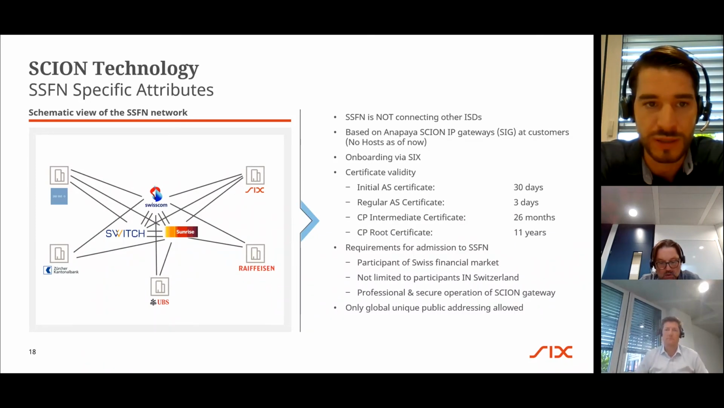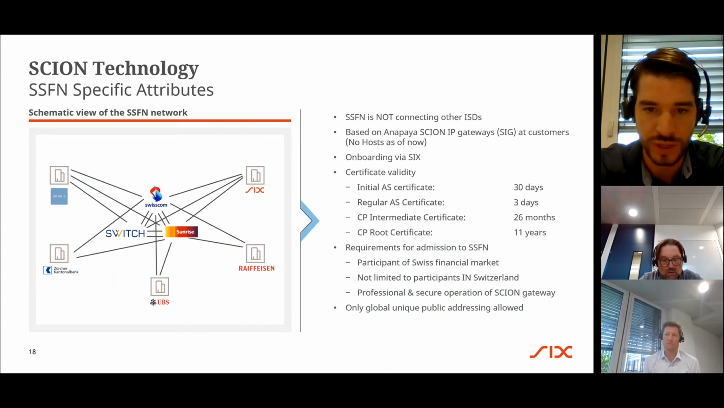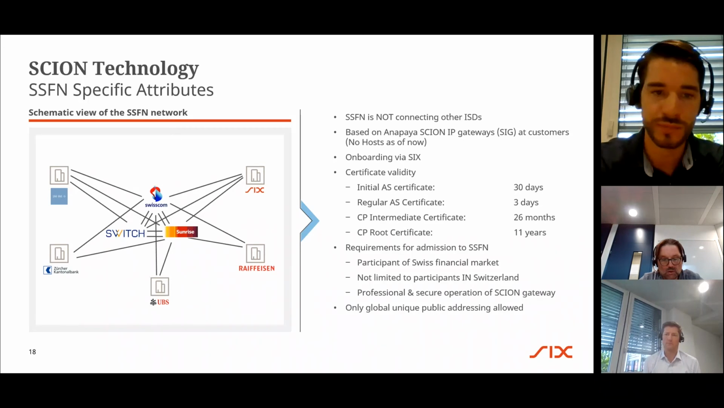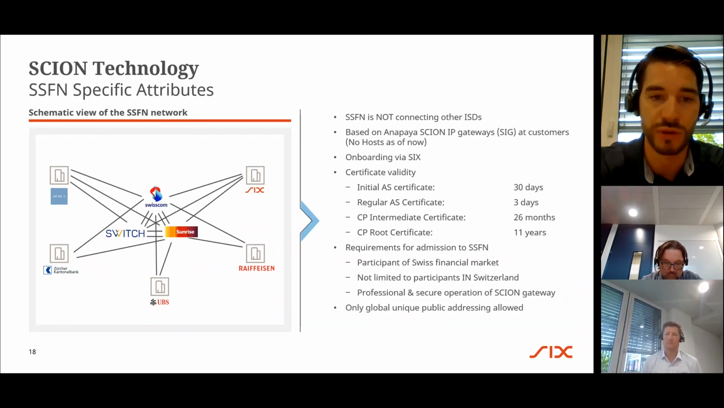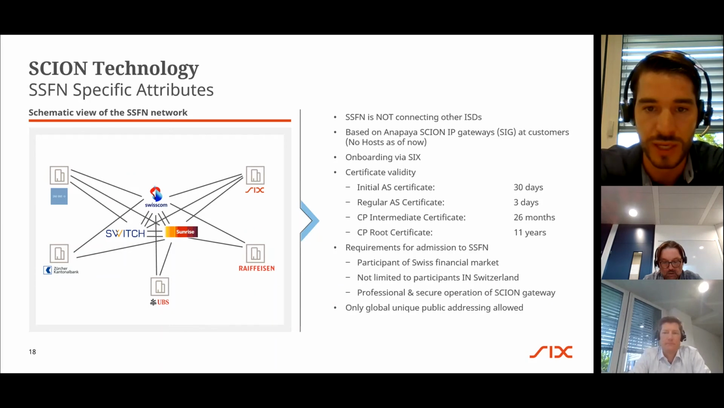And last but not least, what is specific to the SSFN as well is that there are only public IPs allowed in the network, more specifically unique public addressing. That means it should be IP addresses that are not used anywhere else in the internet. And the reason is that if you imagine SIX, on the other hand, we have also access to internet and extranet and stuff like this, and we don't want to break any existing connection by overlapping IPs. That's not only the case for SIX. I think that's the case for all participants, and only when we follow this principle, we can be assured that there is never conflict and it can be safely operated in parallel without causing problems to any of the participants. That's the reasoning behind it.